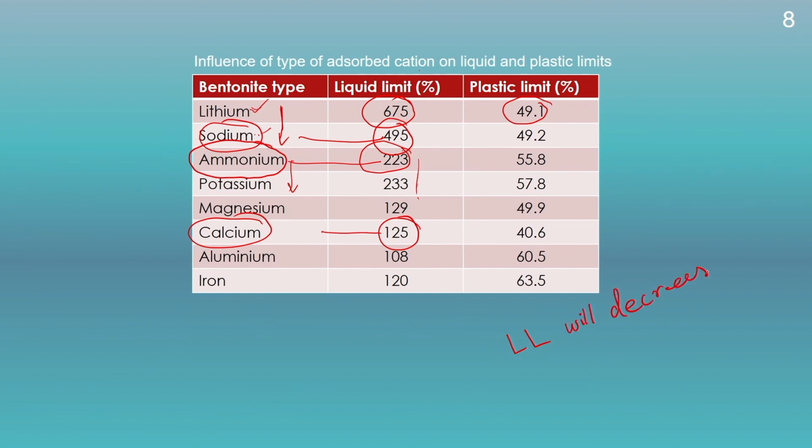Therefore, we can say that the liquid limit will decrease with increase in the valency, and it will decrease with increase in the size of the cation for the same valency. So, here we can see how the liquid limit and the plastic limit is changing for different types of adsorbed cation for a montmorillonite mineral.